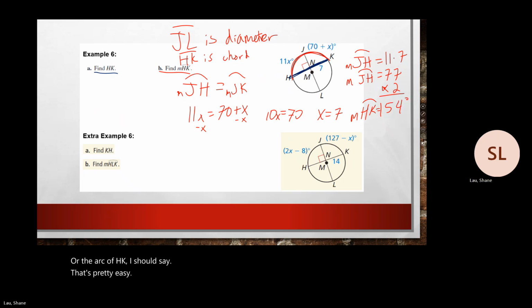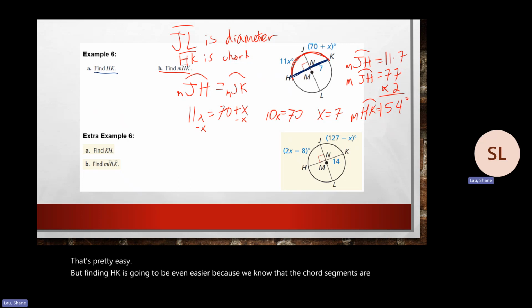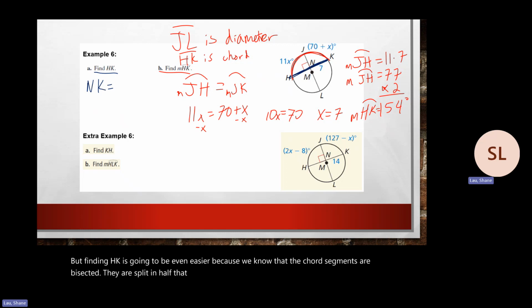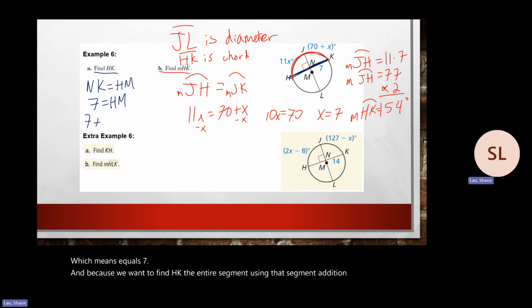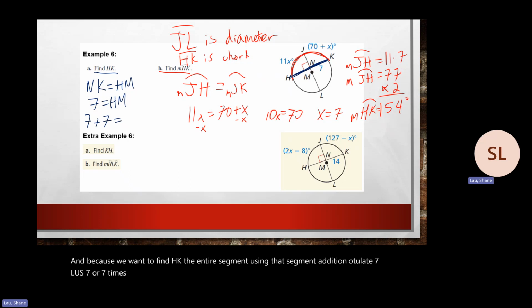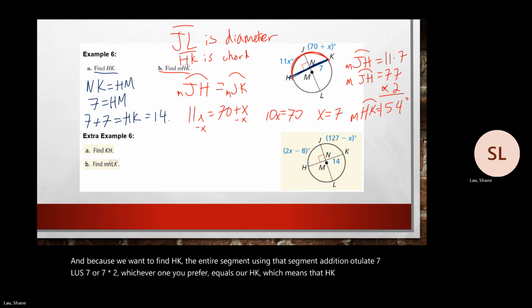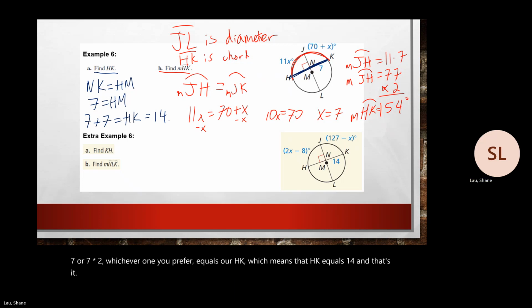But finding HK is going to be even easier because we know that the chord segments are bisected. They are split in half. That means NK equals HM. NK equals 7, means HM equals 7. And because we want to find HK, the entire segment, using the segment addition postulate, 7 plus 7, or 7 times 2, whichever one you prefer, equals our HK, which means that HK equals 14. That's it. Go ahead and try this next example on your own.